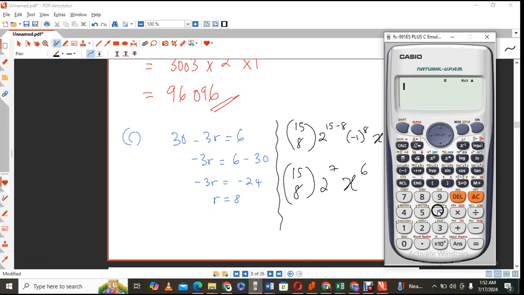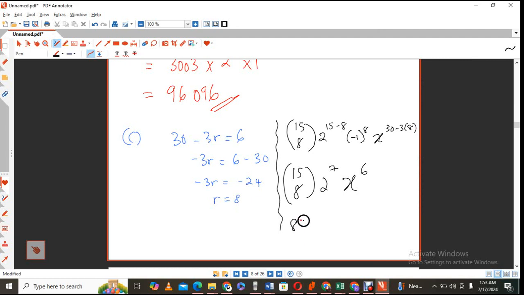So 15 choose 8, multiply that answer by 2 raised to the power 7. It's hard to show, but you can write it down, and you can see it's quite a large number. No need to write it down. You can always leave the answer the way I did, but it's 823,680 x to the power 6. This answer here is perfectly fine as well.